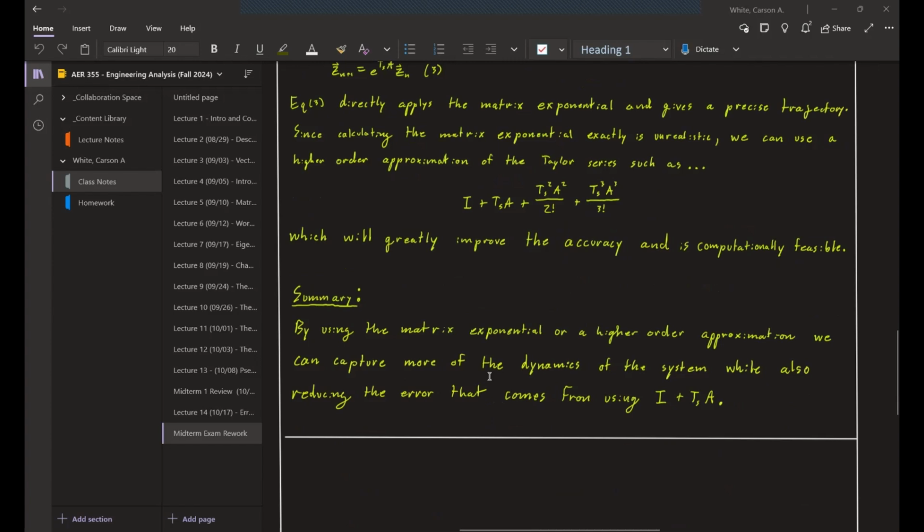In summary, by using the matrix exponential or a higher order approximation, we can capture more of the dynamics of the system while also reducing the error that comes from using I plus TSA.